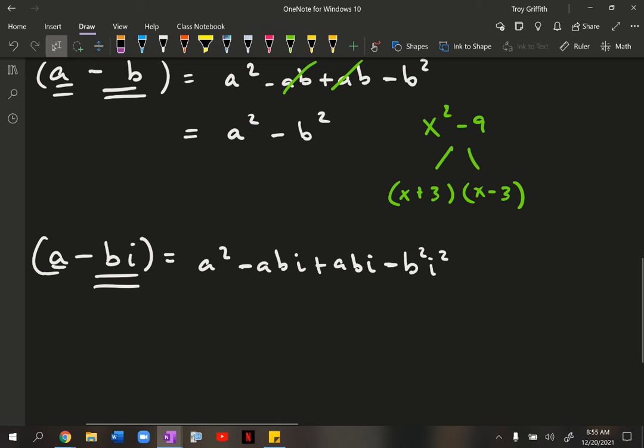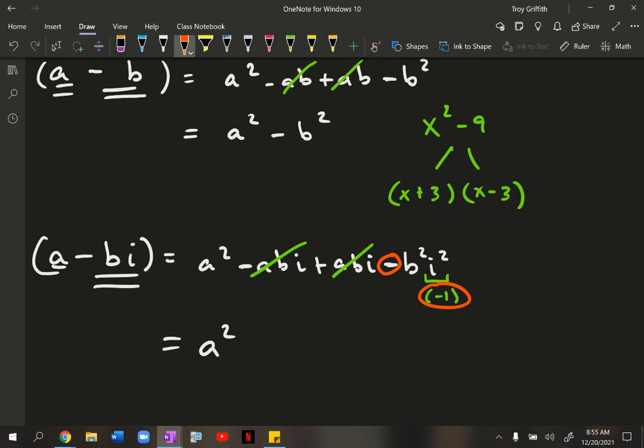All right, let's think about this. Once again, negative abi and positive abi are like terms that cancel each other out. The only really different thing on this one is that there's an i squared. And remember, i squared is negative 1. So how does that affect things? I still have an a squared at the front, but this time I've got a negative b times a negative 1, and two negatives make a positive. So this ends up becoming a squared plus b squared.